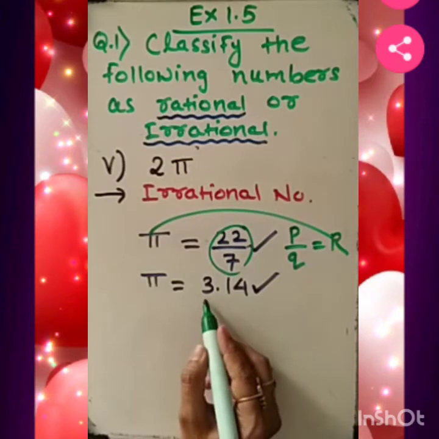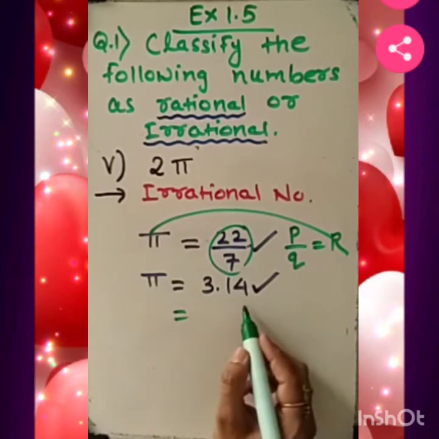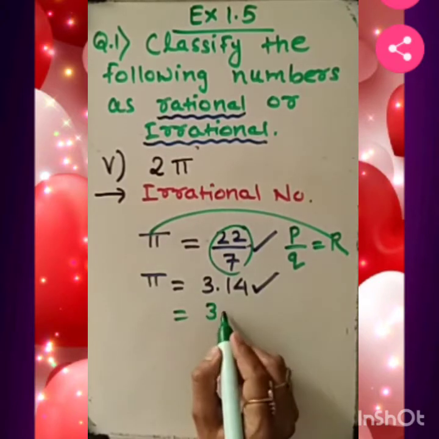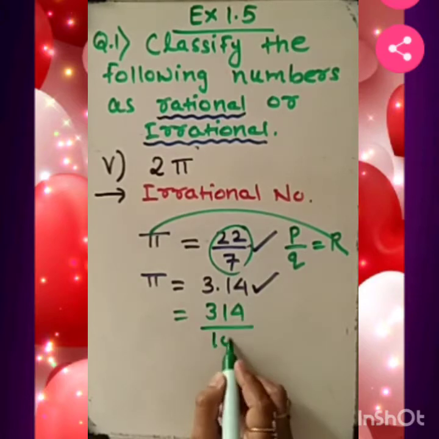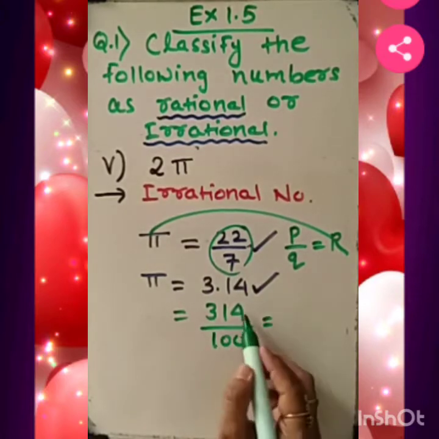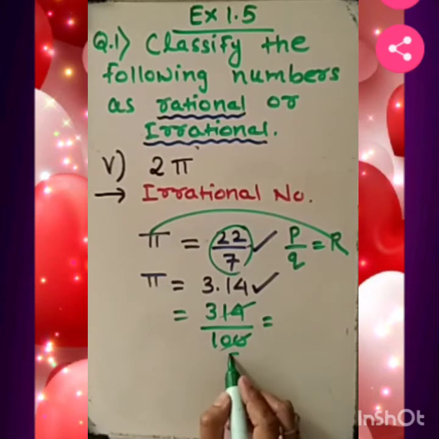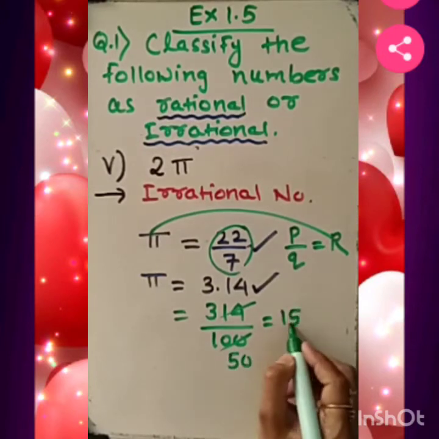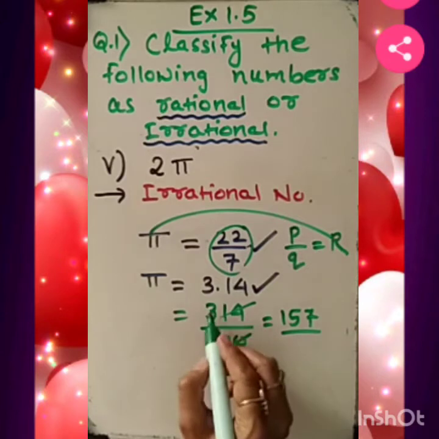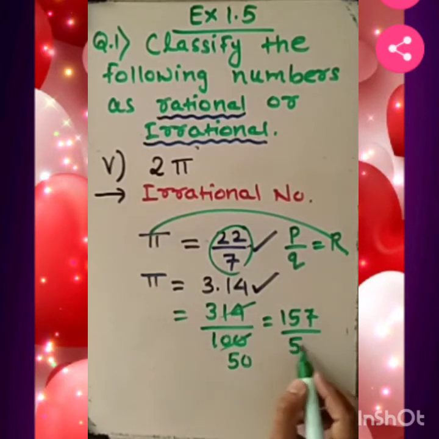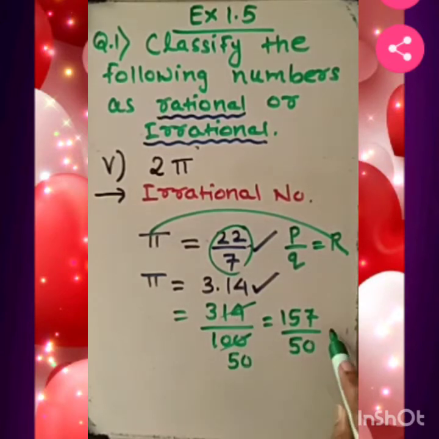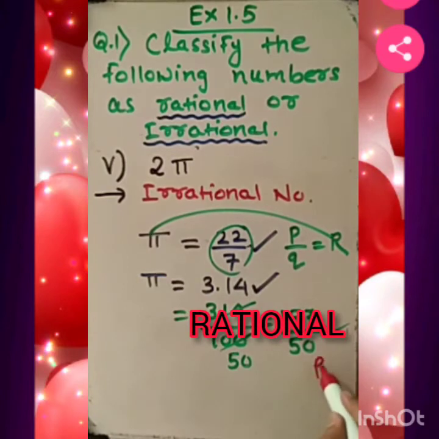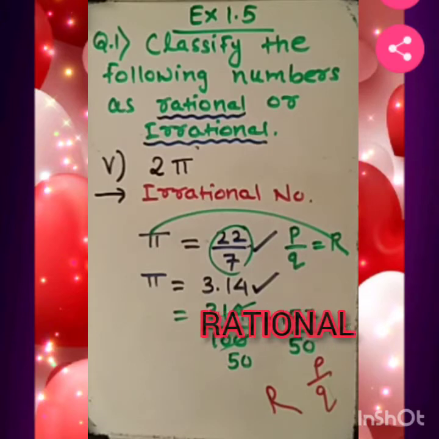In the same way, 3.14 is a value we are choosing. So simply, 314 upon 100. If I simplify it, 2 will be common, so 2 cancels and I will have 157 divided by 50. Again you will say the simplification is also coming in p by q form, so again it is rational. Then why are you saying it is irrational?